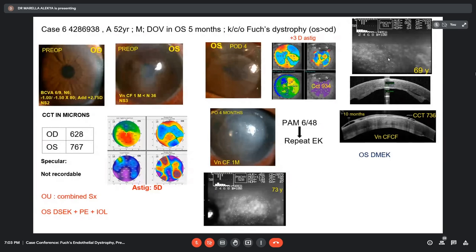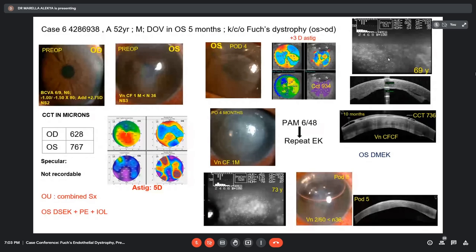On postoperative day 5, vision was 2/60, less than N36. And the OCT showed clearly attached graft. So this patient is waiting for further final checkups. Okay, fine. So far it's showing good signs. So let's hope for the best. Okay, go ahead.